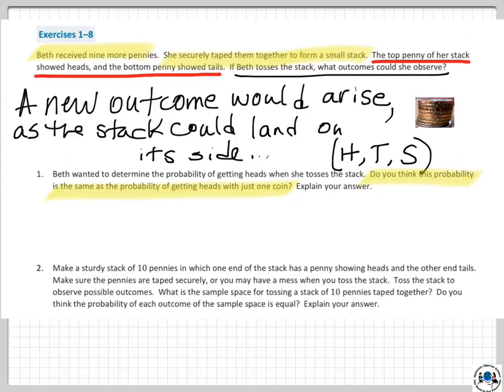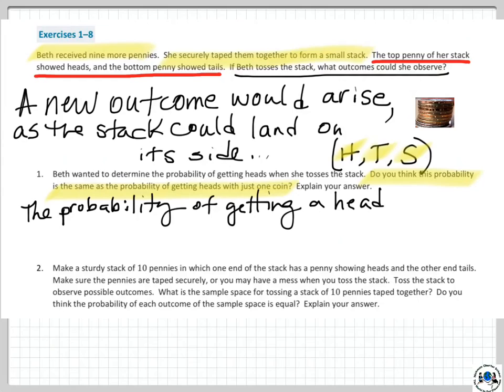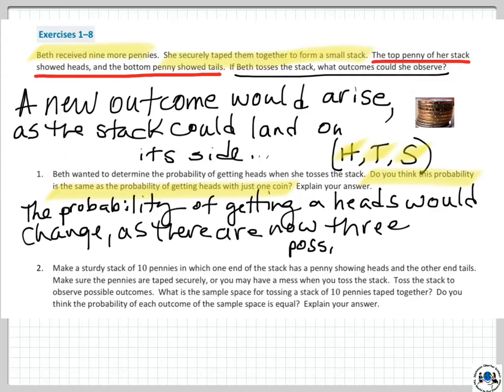Well, if we have this universe of possibilities as now heads, tails, and side, it's going to change quite a bit. The probability of getting a heads would change, as there are now 3 possible outcomes. So what would that probability be? Of course, you would know it would be 1 out of 3, or 0.33 would be that probability.